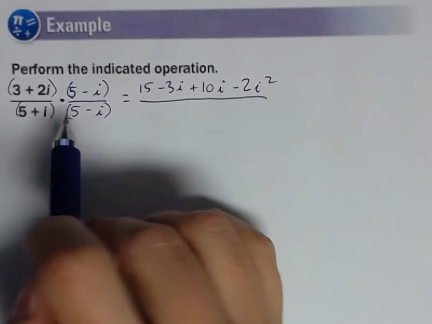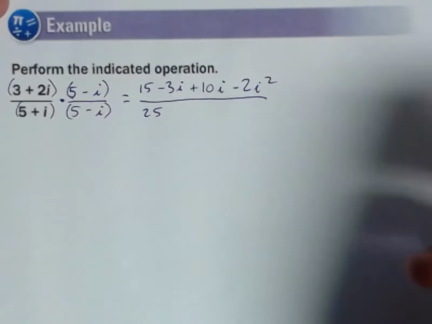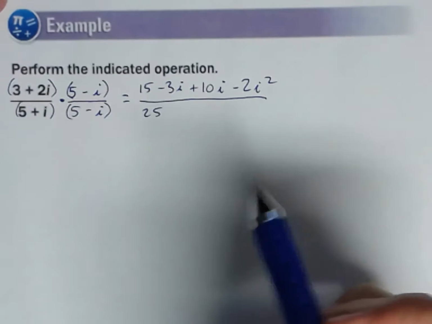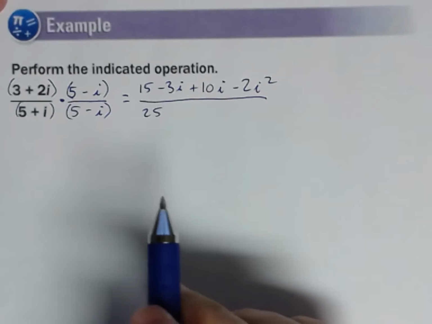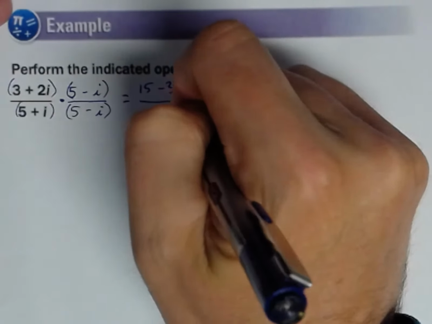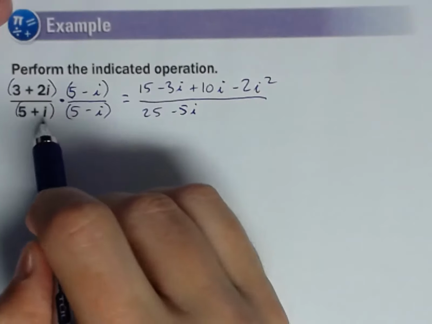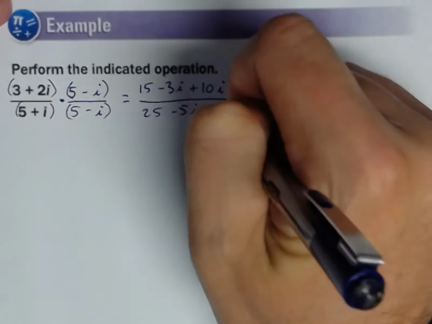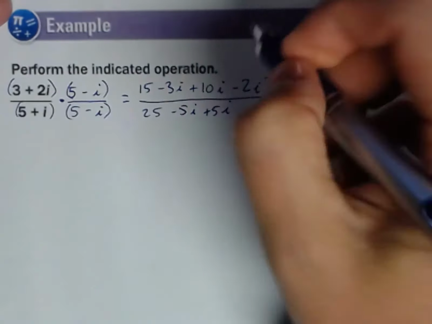So on the bottom, 5 times 5 is 25. And I'll just go ahead and show the whole thing. Once you feel comfortable with this, I just skip. But 5 times negative i is minus 5i. i times 5. And i times negative i.